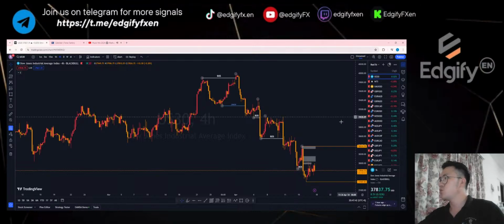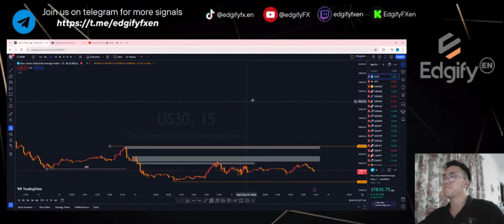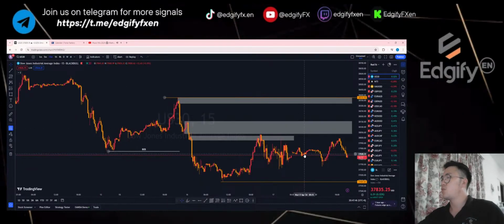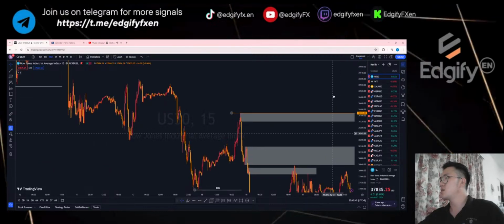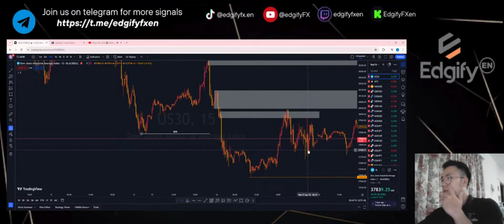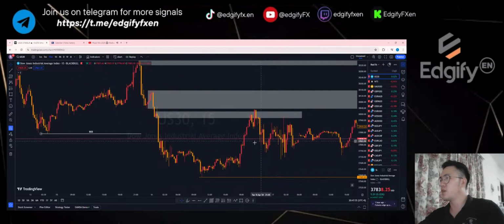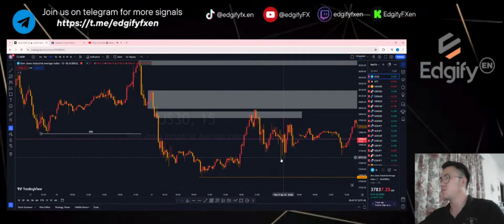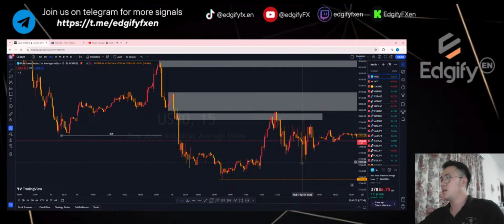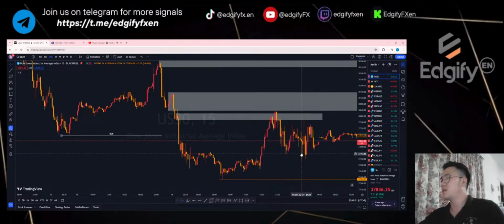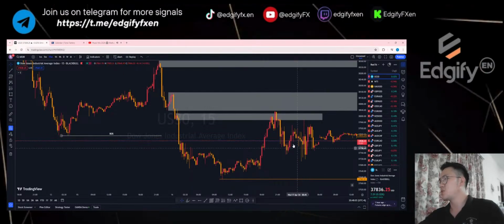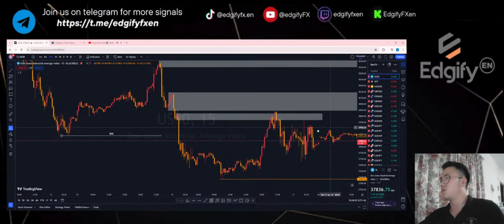Okay, let's hop on to US 30. We have the hour 4 zone. So yesterday I also said in my live that whoever actually looked into my US 30 zones, you guys would have caught this trade and actually been earning, and also unfortunately it did not hit the TP, but of course you would have gotten some good profits and break even as well.